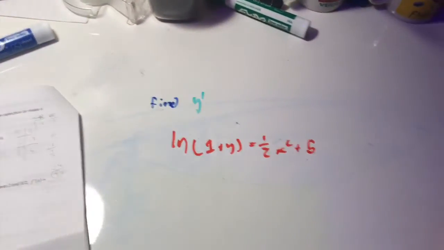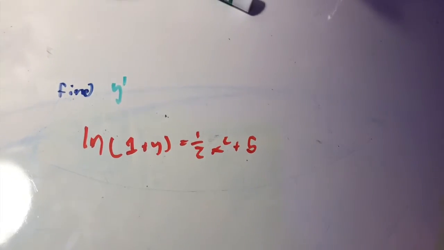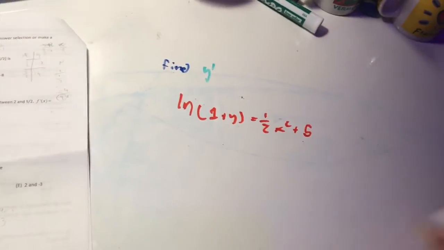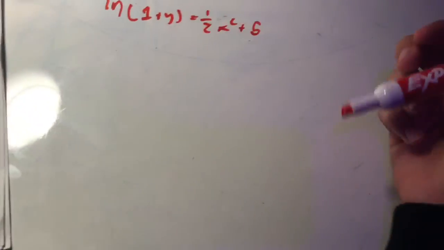Okay, Calc Pals, let's talk business. So let's say that we have natural log of 1 plus y equals 1/2 x squared plus 5. We want to find the derivative of this. And let me just put the camera there for a second so I can... Okay, now that my marker is freshly uncapped, we can tackle this problem. So we're going to have to do some implicit diff, it looks like.